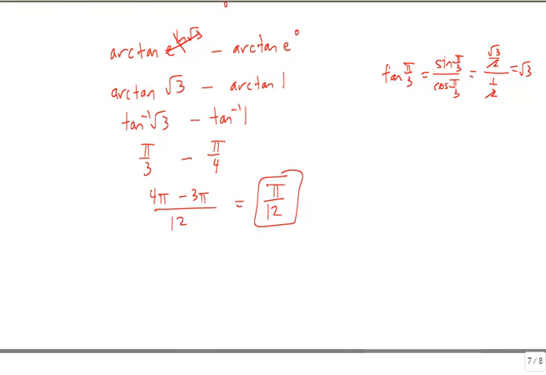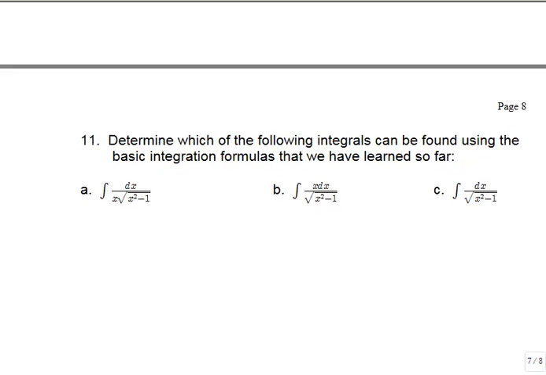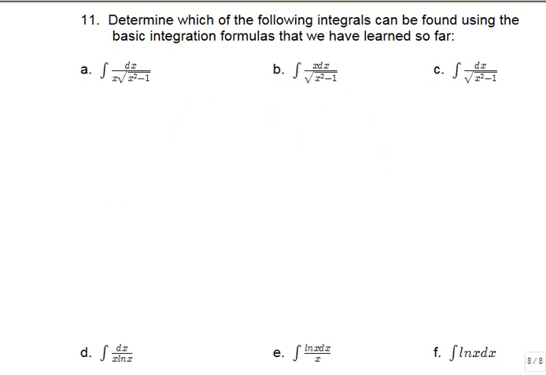Okay? All right, last page here is to look at some integrals and determine which of the following integrals can be found using the basic integration formulas that we have learned so far. So which ones of these are either directly a formula we know or could be manipulated to become a formula we know, and which ones can't we do at all.